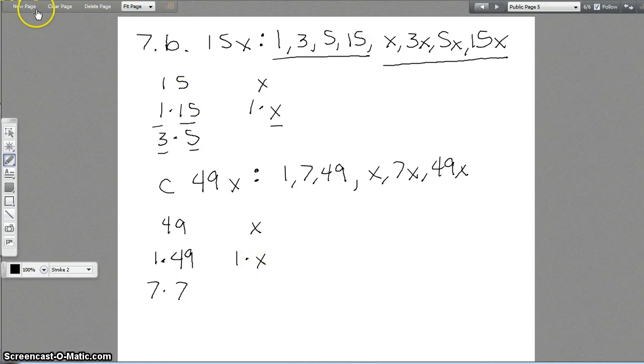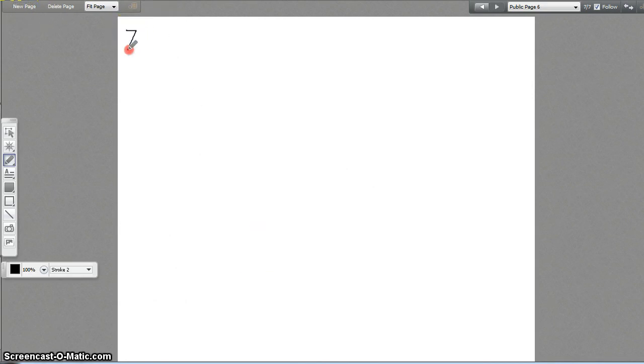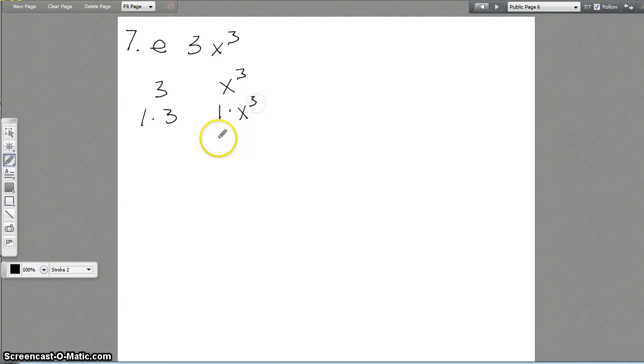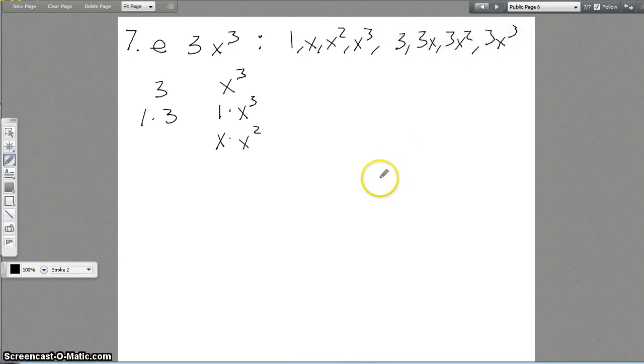So that is all the factors of 49 in all the possible combinations with all the factors of x. So that is 7c. Let's see if we have time to do 7 part E, which is 3x cubed. All the factors of 3 are 1 and 3. All the factors of x cubed are 1 times x cubed and x times x squared. So all of our possible factors would be 1, x, x squared, x cubed, 3, 3x, 3x squared, and 3x cubed. And that's all of our possible factors. So that's number 7, which is just like number 13 that I assigned for homework, and I will cover the rest on the part 2 video.